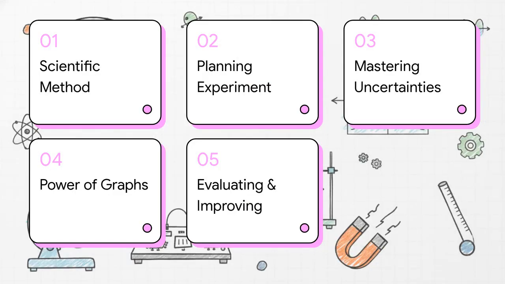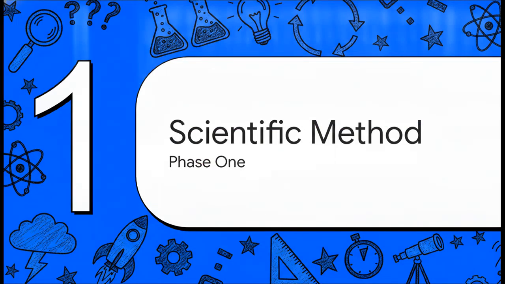Here's our chronological roadmap. 1. The scientific method. 2. Planning your experiment. 3. Mastering uncertainties. 4. The power of graphs. And 5. Evaluating and improving. Phase 1. The scientific method.